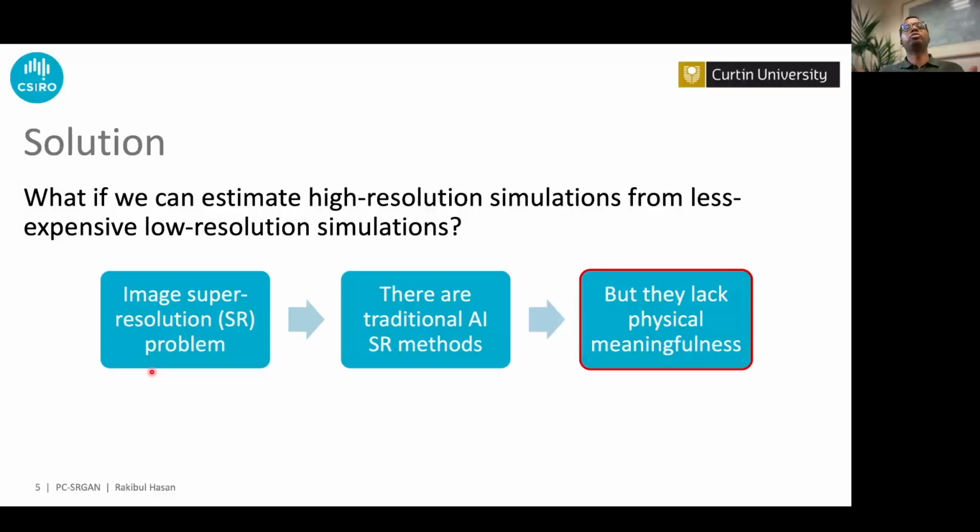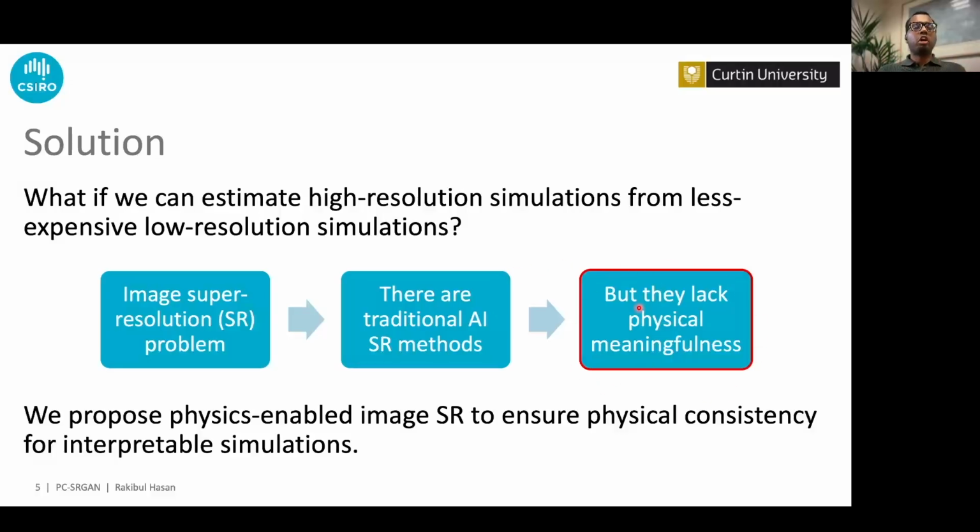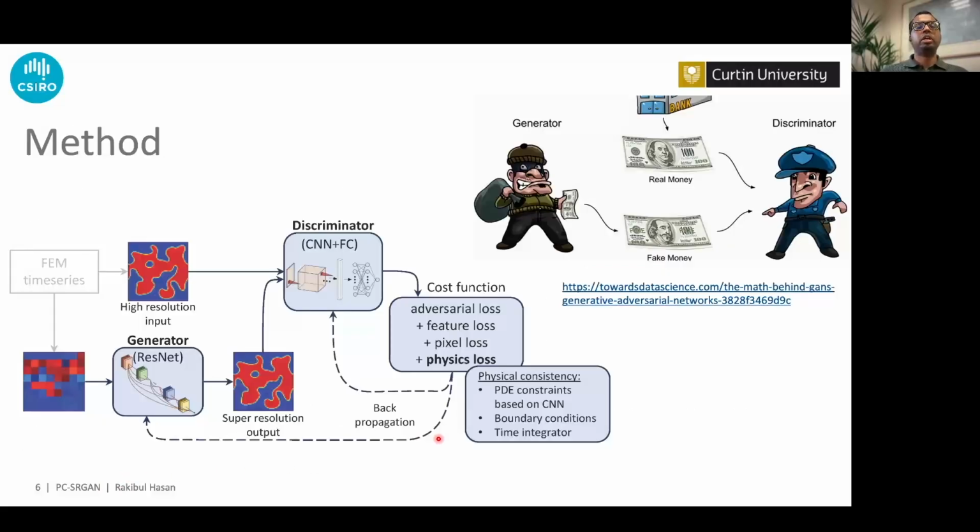And for that, of course, we know there are traditional AI methods to do this super resolution. But this may not be enough when we use that for scientific simulation because they lack physical meaningfulness. So to solve this, we propose physics-enabled image super resolution. Now, this physics-enabled method is physics-enabled generative AI.